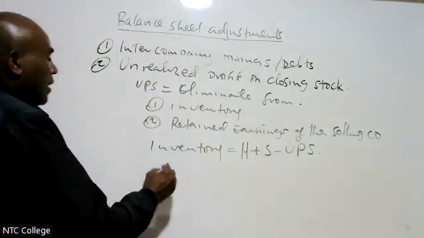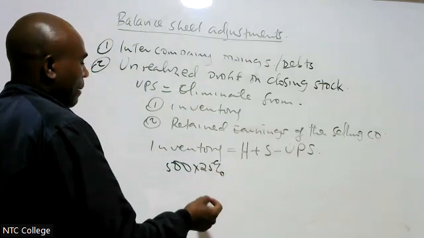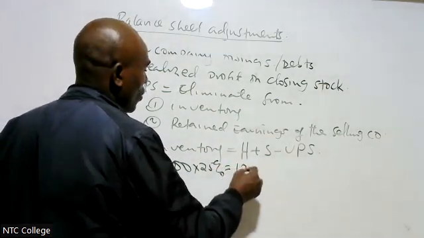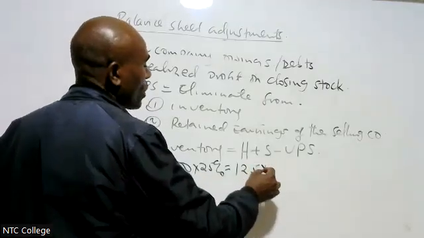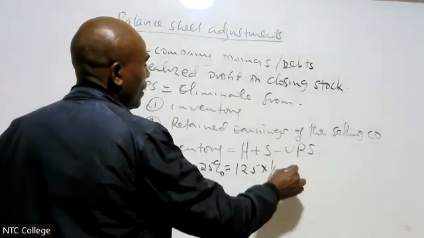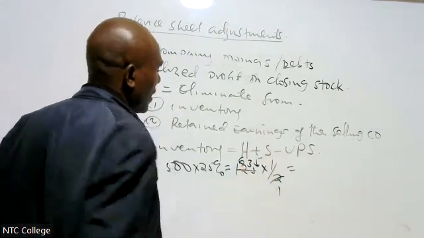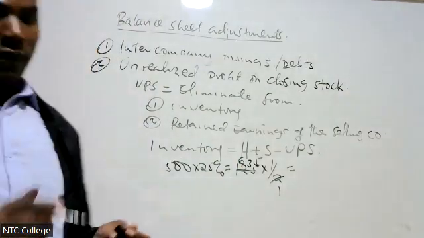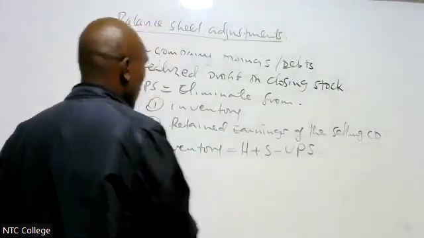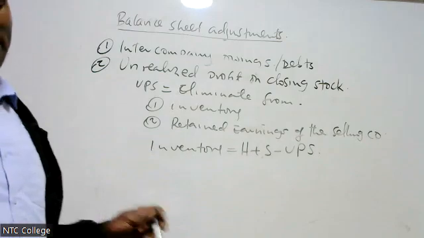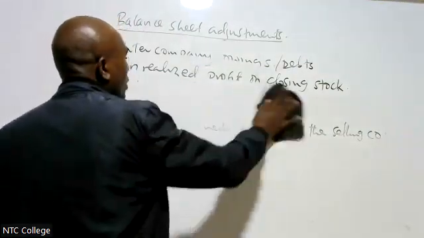Therefore, we sold goods worth 500. We made a profit of 25%, so the total profit was 125, that is 25% of 500. Then half of the goods were still in the inventory, so I multiply by half. Therefore, the UPS will be 62.5, I think. That is the UPS. The UPS will be eliminated from the inventory and from the retained earnings of the selling company. That is about the UPS.